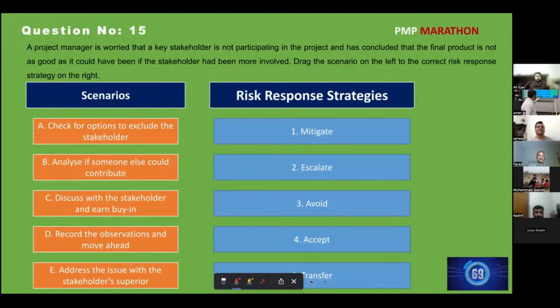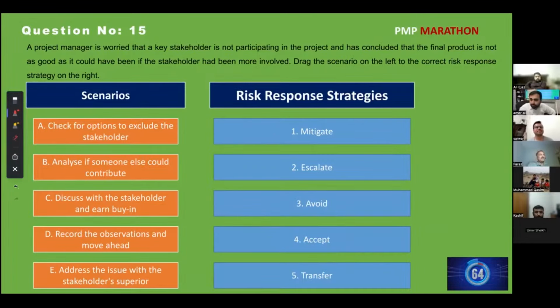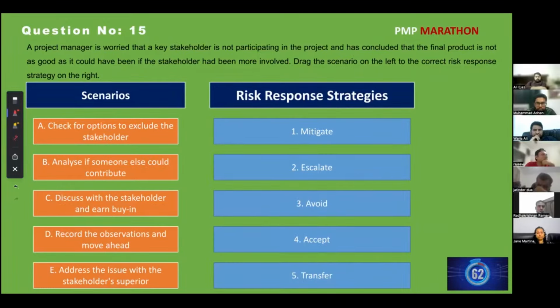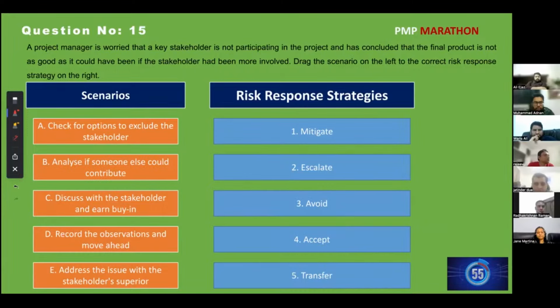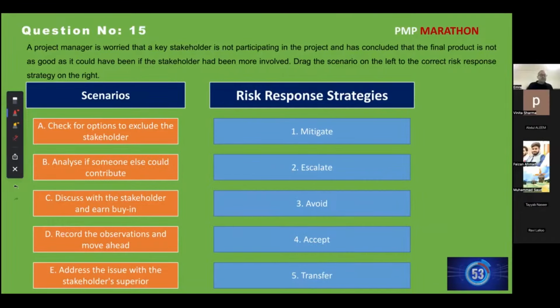One of my favorite. Who will do that? You want to do it? You already did one question. Or do you have a confusion? Sir, previous question. What's the confusion?